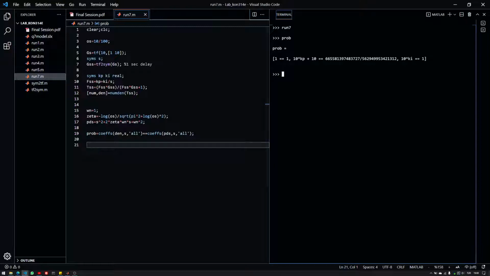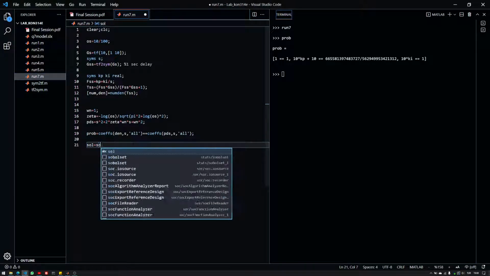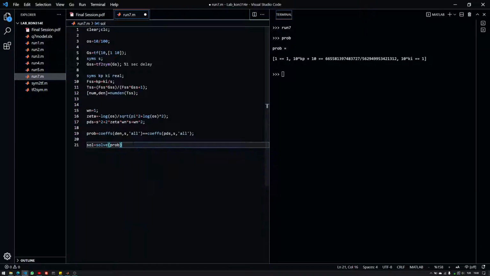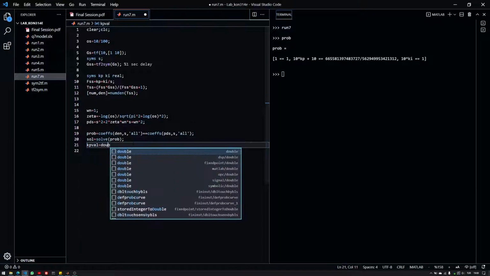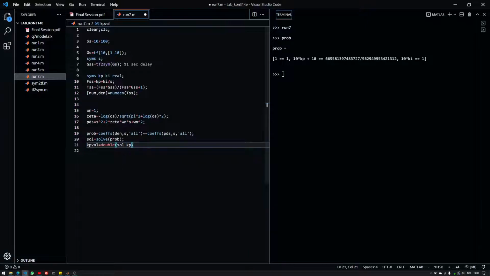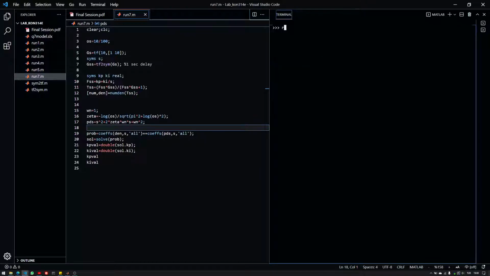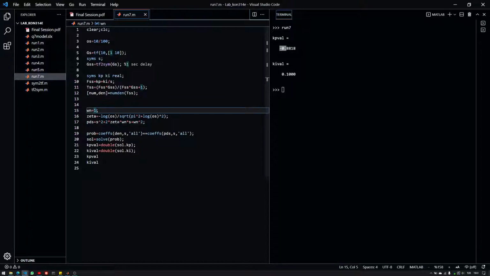Problem looks like this. So Ki is 0.1 and then Kp would be, let's see. So Kp val equals, I will solve that, Kp and then Ki, then we have Kp val and Ki val. So, of course, I wouldn't recommend this because it has a negative Kp. So let's try something else.